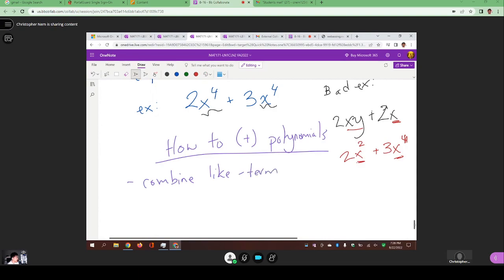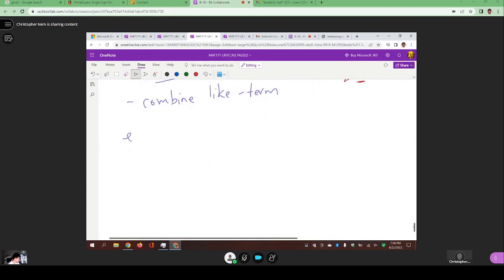And when I say combine like terms, that could be add, subtract, or whatever you see. So combine like terms. So example, let's say we have 3x squared plus 5x to the third plus 2. And we're going to add that with 2x to the fourth plus x squared, or let me do subtract, apologize, minus 7.